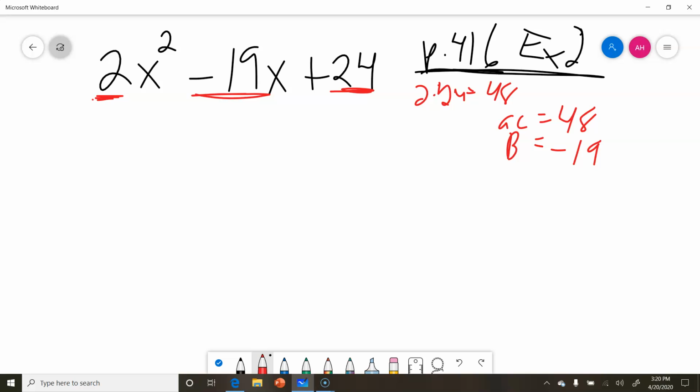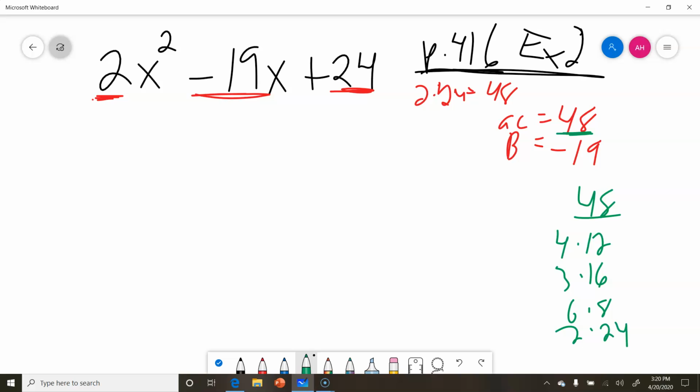Now, what I got to do is come over here to this 48 and say, what times what is 48? Let's do some simple ones: 4 times 12, 3 times 16, 6 times 8, 2 times 24, right? And now, look, this is a key part here. This is a negative 19, so whatever it equals, it's going to have to be negative. And since this was positive up here, I know they're both going to be negative, by looking at that.